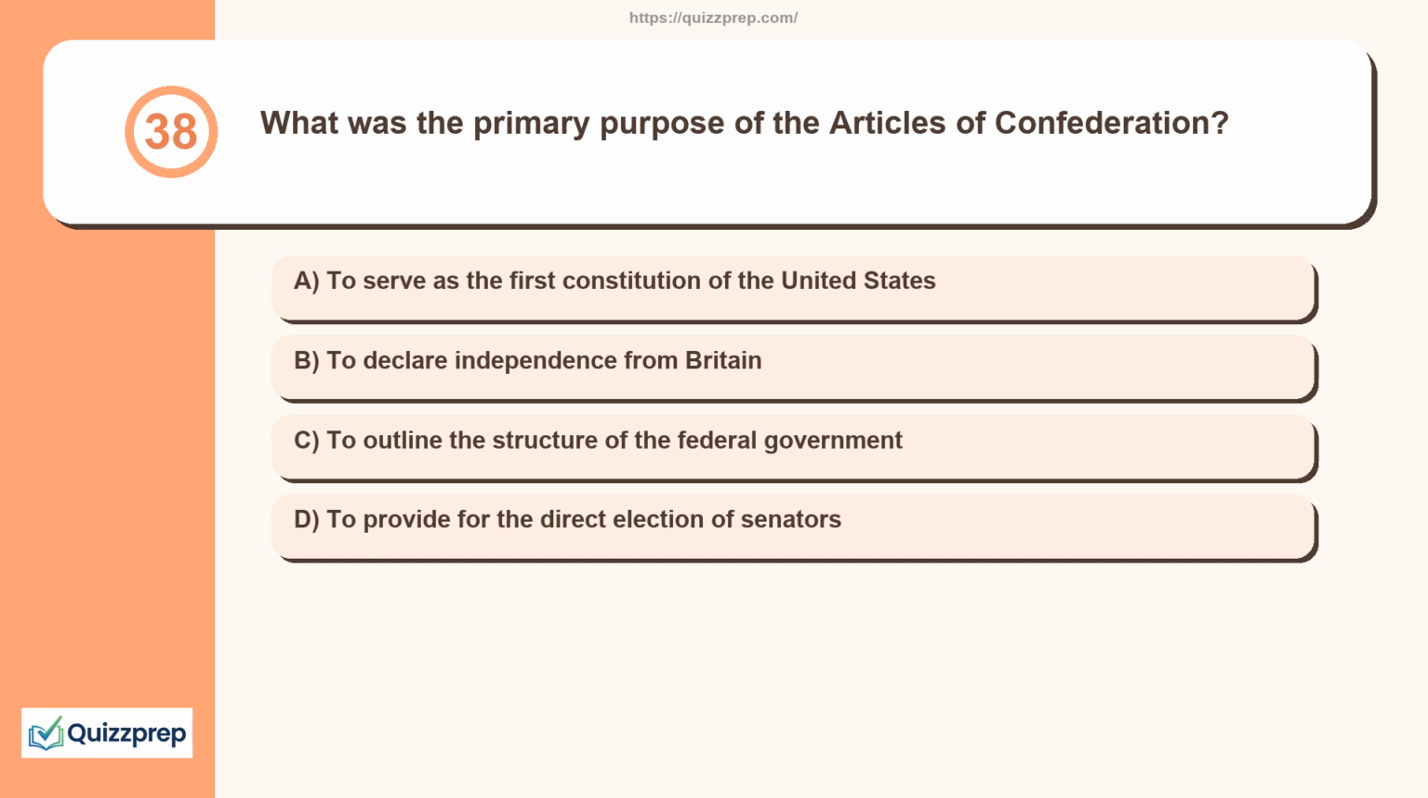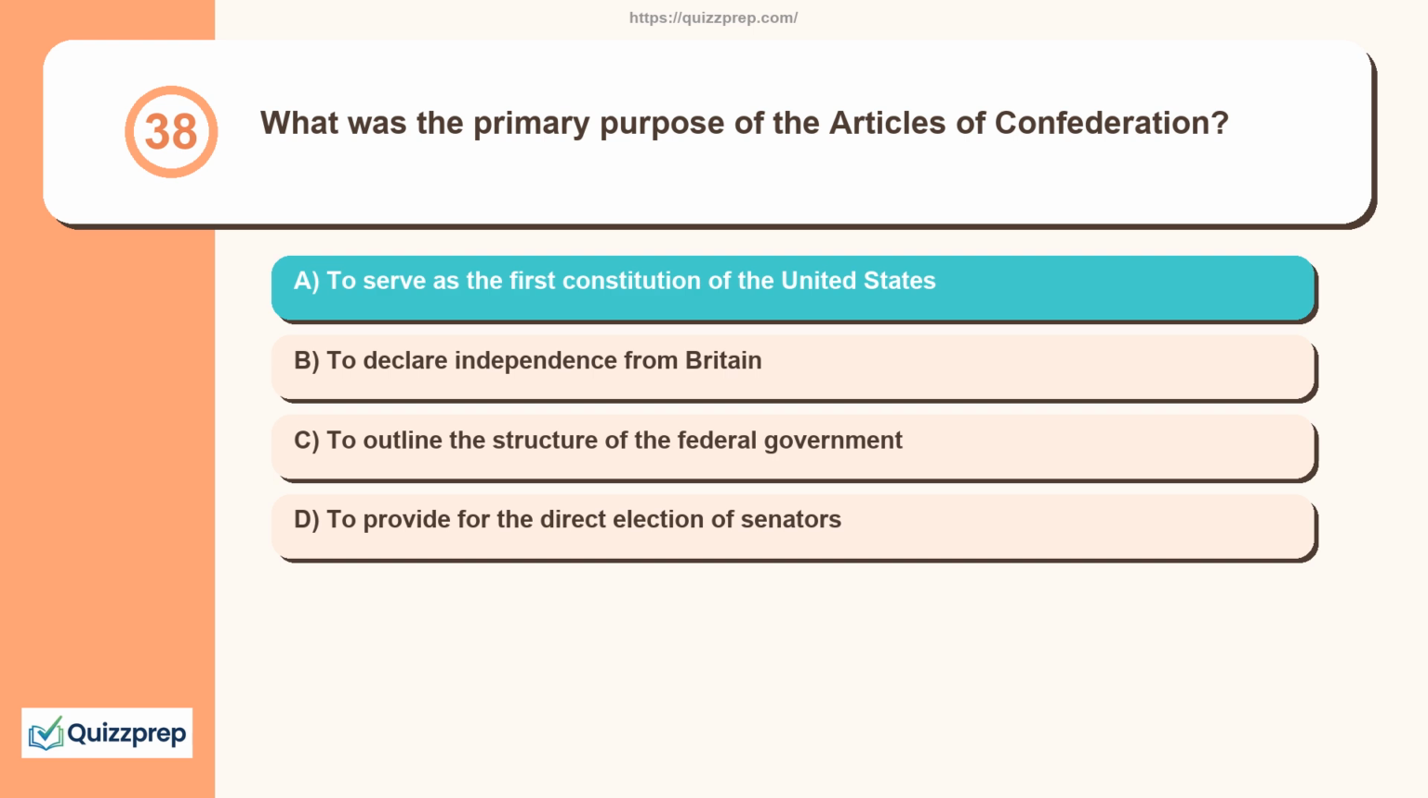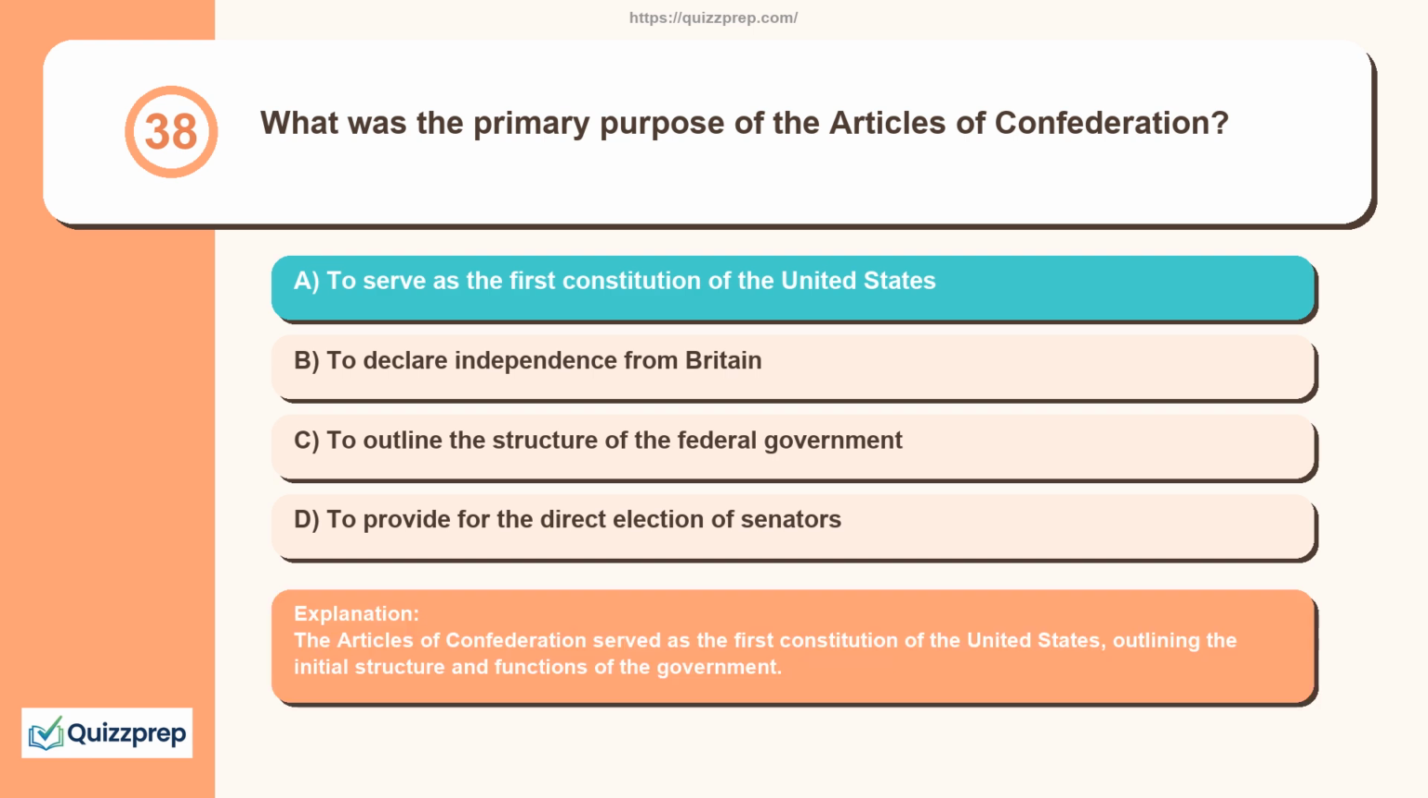Question 38. What was the primary purpose of the Articles of Confederation? To serve as the first Constitution of the United States, to declare independence from Britain, to outline the structure of the federal government, to provide for the direct election of senators. The Articles of Confederation served as the first Constitution of the United States, outlining the initial structure and functions of the government.